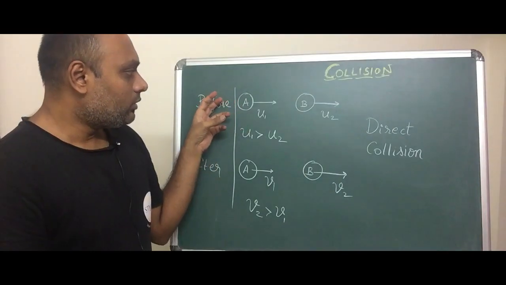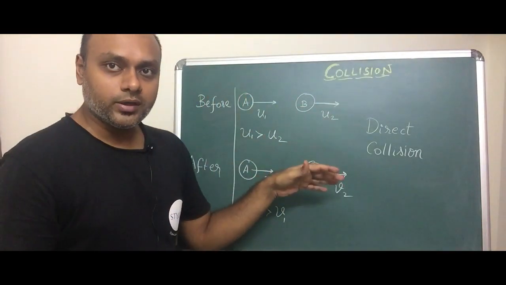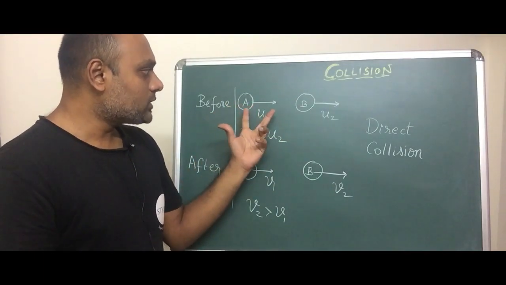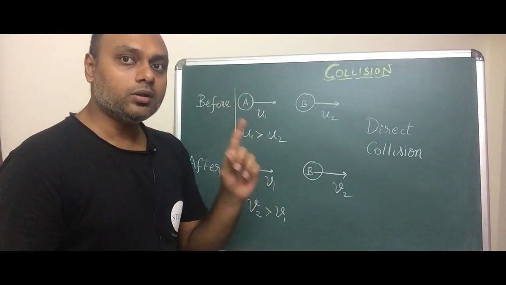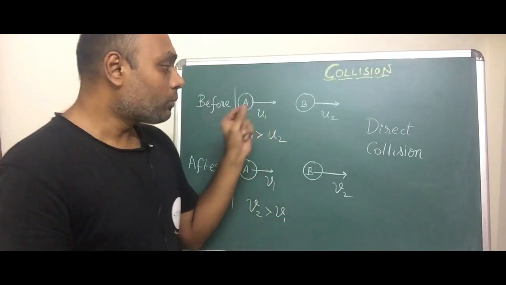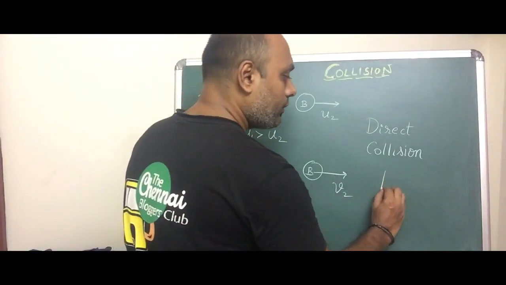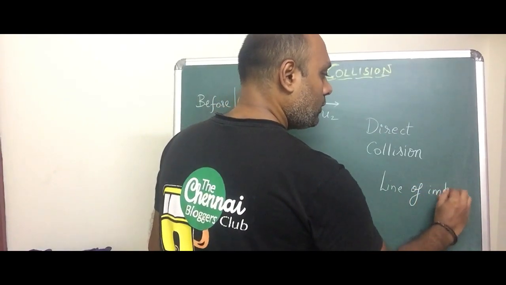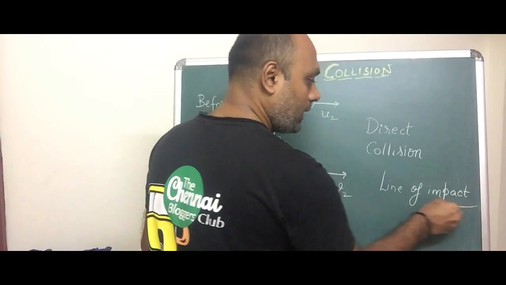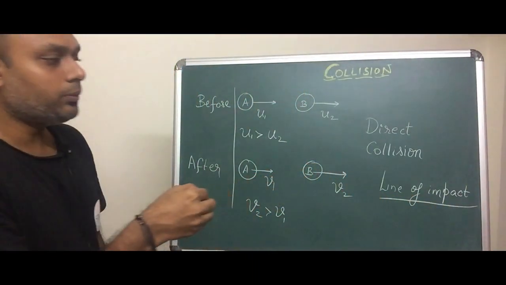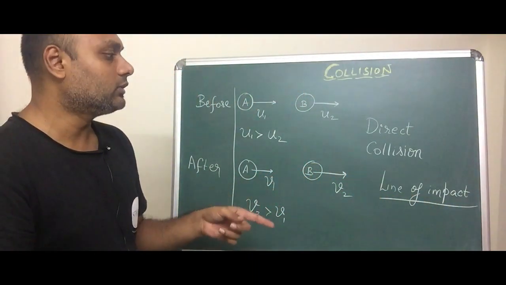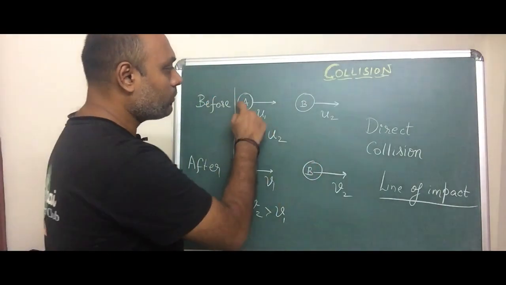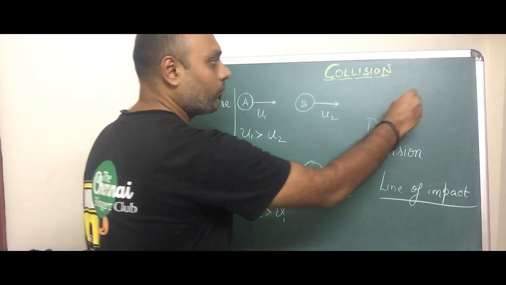When the velocities of both the objects that are going to collide are along the line of impact, for both the objects, it should be along the line of impact. If the velocities of both the colliding objects are along the line of impact, then such collisions will be termed direct collision. This is a very trivial case, where both the objects are moving like this, and they are going to come into contact.